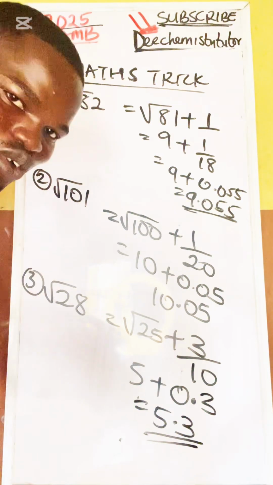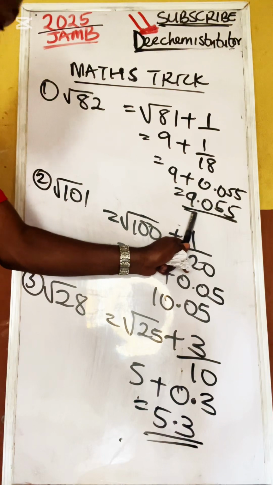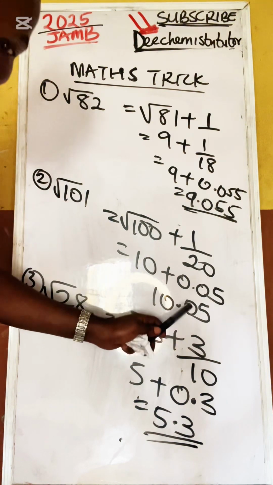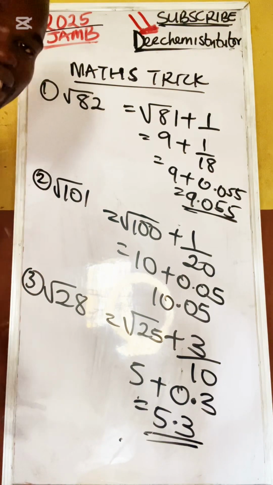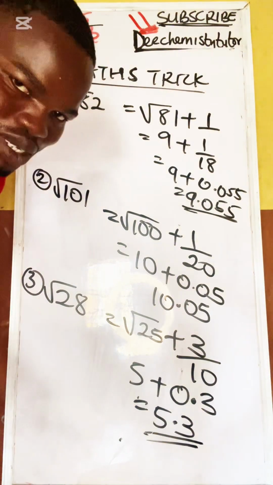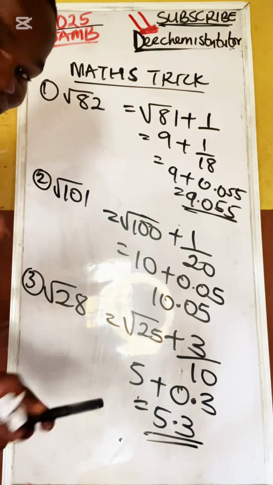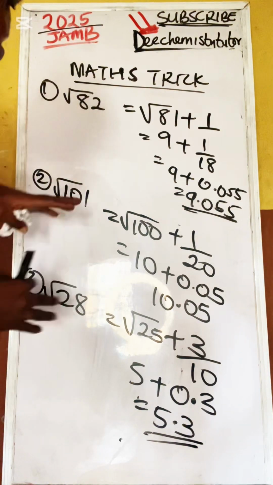Now, when you press your calculator for the square root of 82, you get something close to this, if not exactly this. The square root of 101, you get something close to this, if not exactly this. The square root of 28, you get something close to this, if not exactly this. Then after you've done that, now thank me. Or if you understand this, quickly thank me now. Don't go, because you know I cannot teach you rubbish. The experience is there. So this is the trick for you to know.